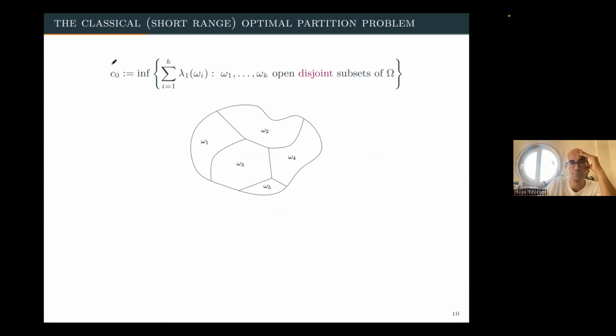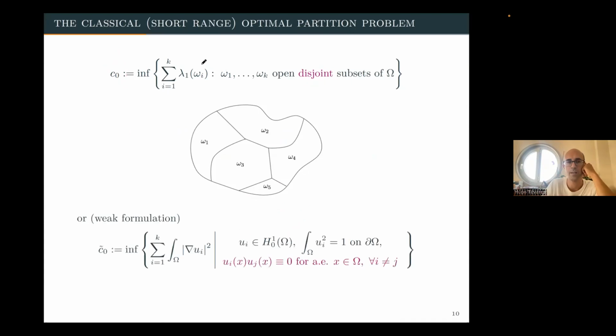But before, I keep repeating the definition so that you don't get lost. Okay, so this is a partition. We just ask the sets to be disjoint, and I want to minimize this cost function. I compute lambda 1, lambda 1, lambda 1, lambda 1, and I ask myself, what is the partition that minimizes this sum?